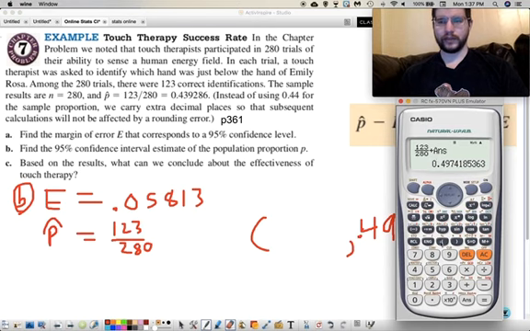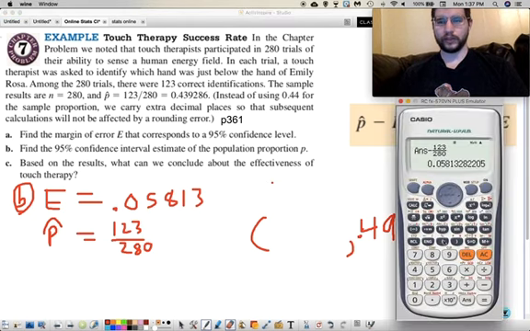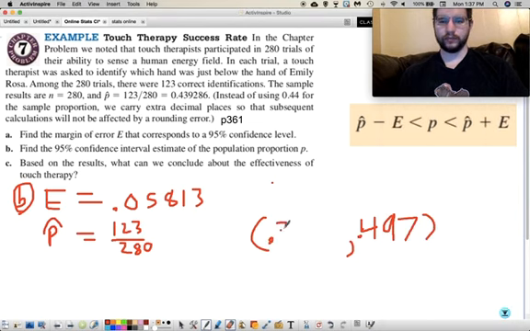I need to get my previous answer back, so I'm just going to undo what I did. Minus 123 over 280 gives me that back. You could, again, just use the 0.05813. It won't make a difference on this one. And now I need to do 123 over 280 minus that answer, 0.381366. So this is my interval. That's my confidence interval right there.